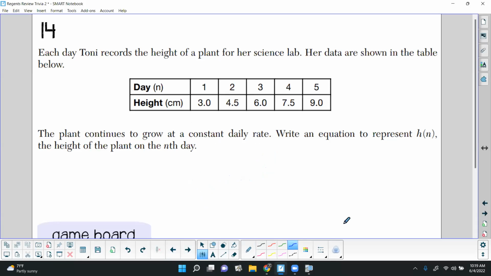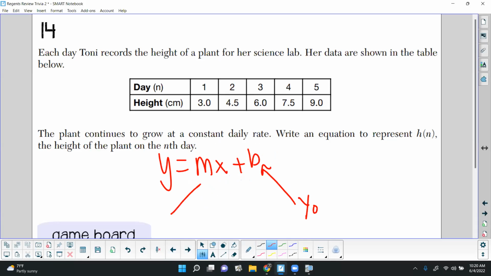So there's 2 ways you can do this. You can do it yourself by figuring out the initial value, or when x is 0, and figuring out the rate of change. You can figure those out yourself, or you can put this in your graphing calculator and compute the linear regression.